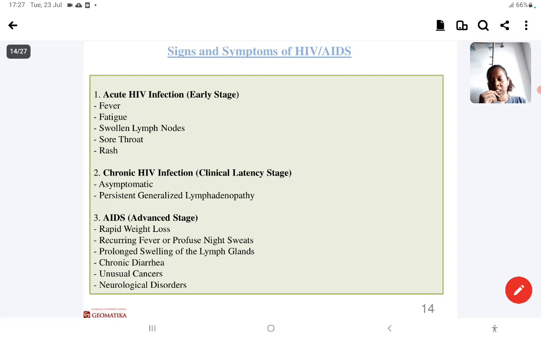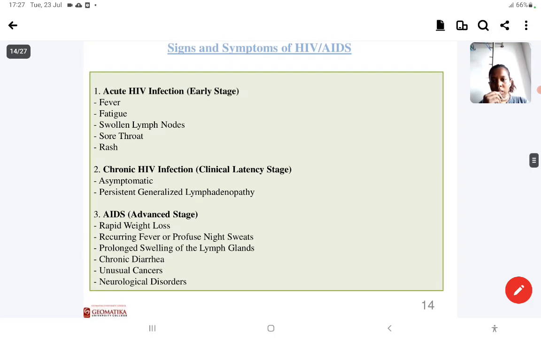the clinical latency stage, asymptomatic and persistent generalized lymphadenopathy. So number three will be the AIDS advanced stage: rapid weight loss, recurring fever or profuse night sweats, prolonged swelling of lymph glands, chronic diarrhea, unusual cancers, neurologic disorders.